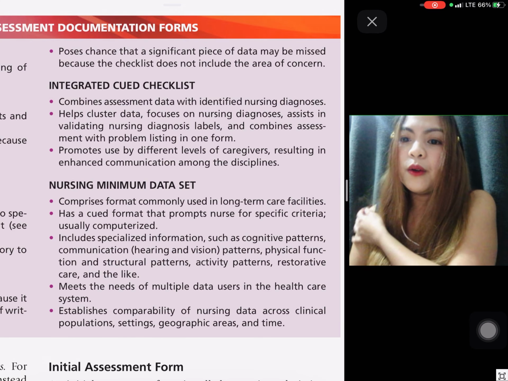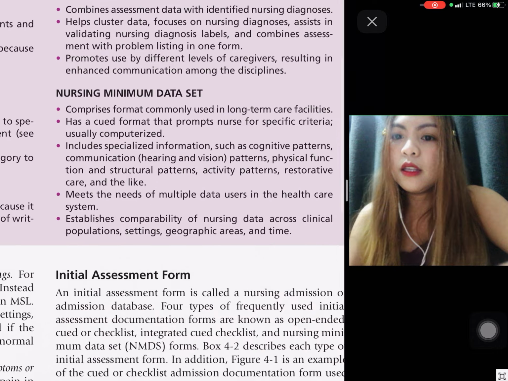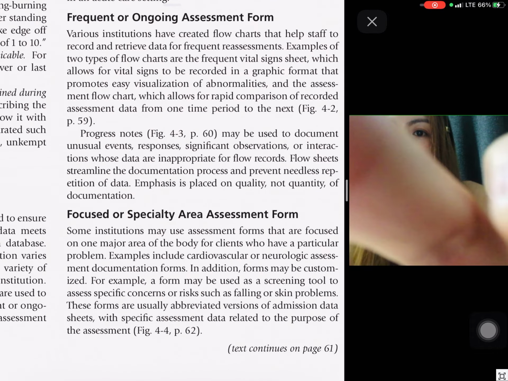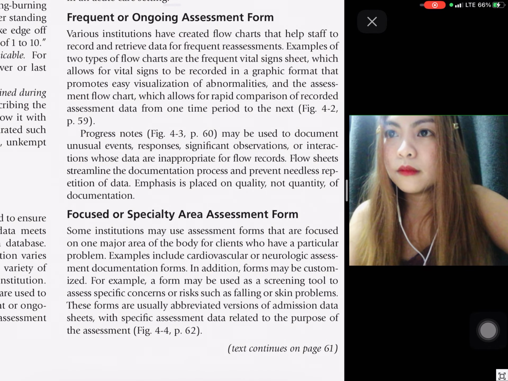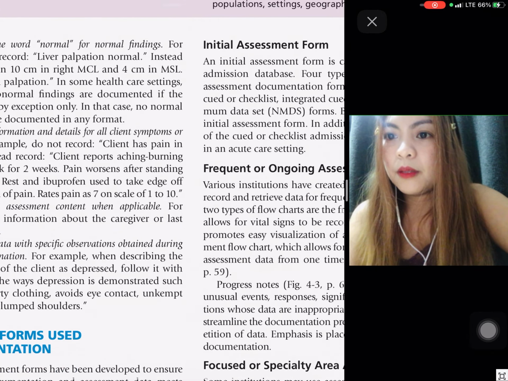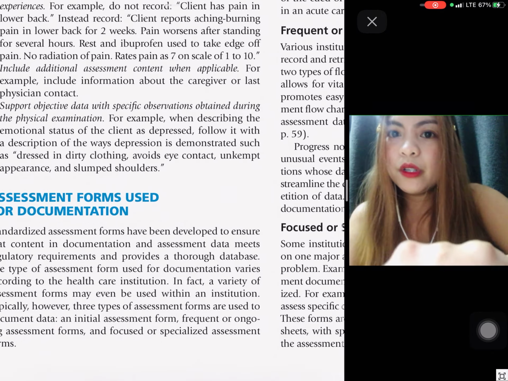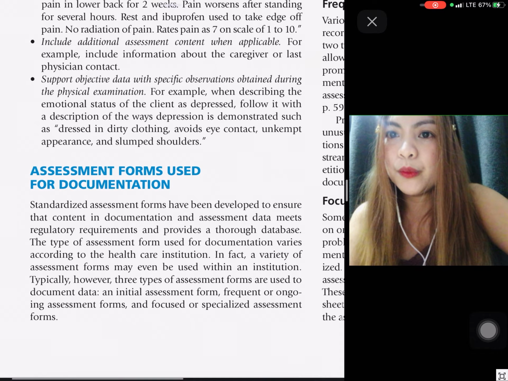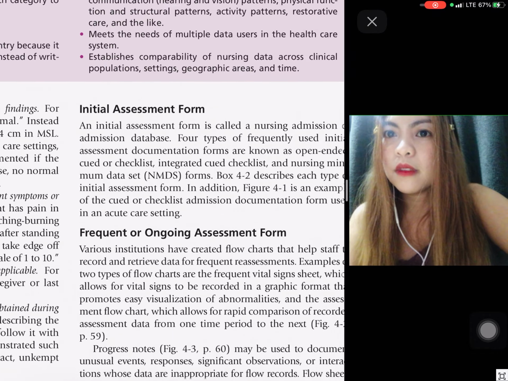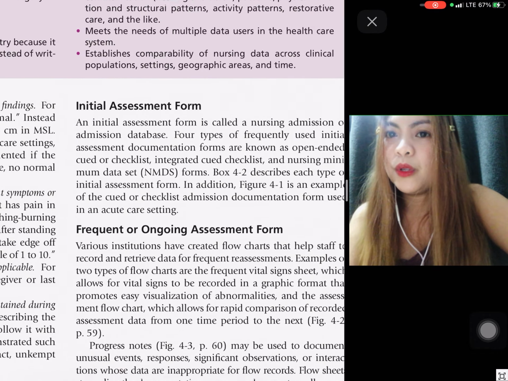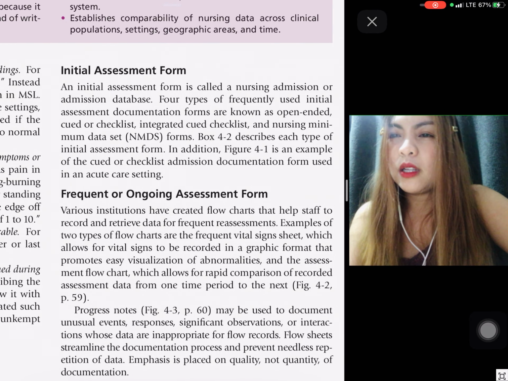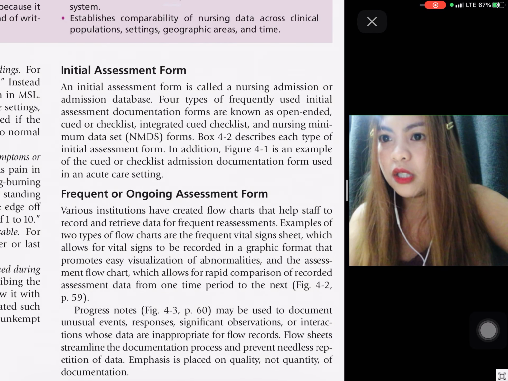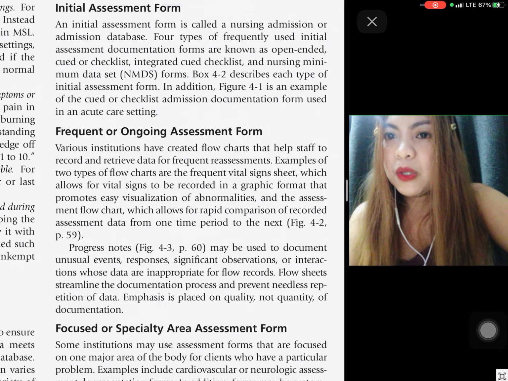And iba-ibang klaseng form. So, meron tayong assessment form used for documentation. We have the initial assessment form. So, ito yung tinatawag din na nursing admission or admission database. The frequent or ongoing assessment form, ito naman yung parang flowchart na that helps staff to record indicative data for frequent reassessment.